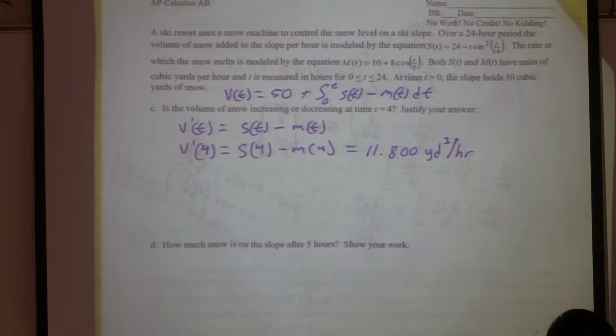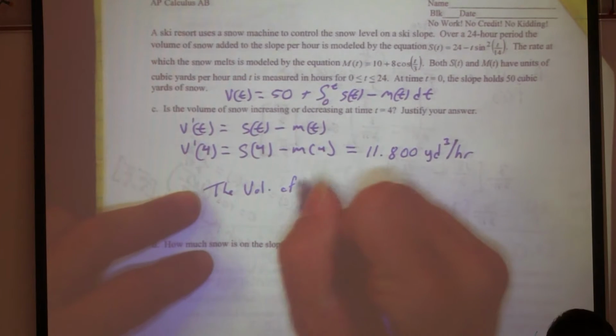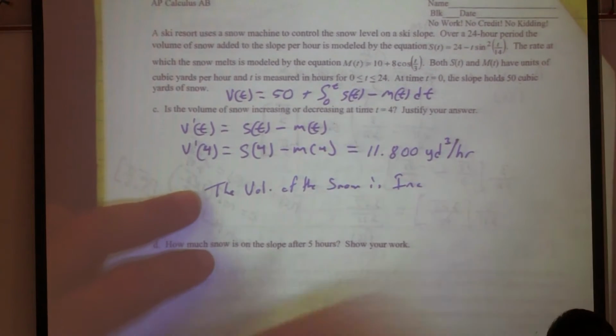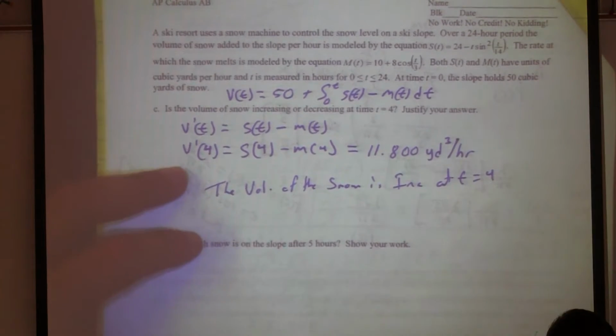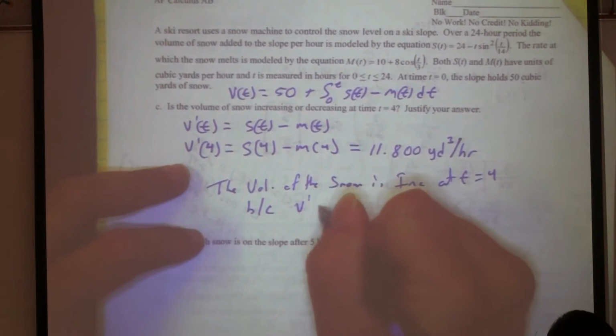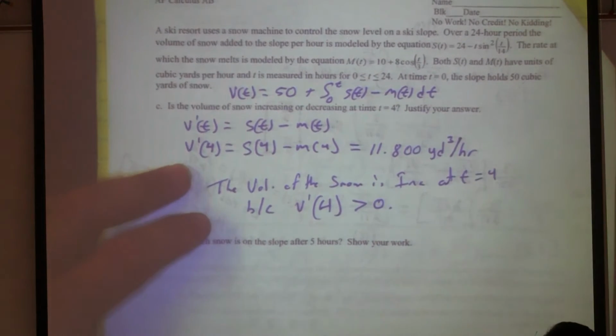Is it increasing or decreasing? Very good. So the volume of the snow is increasing at t equals 4 because what? Is greater than.